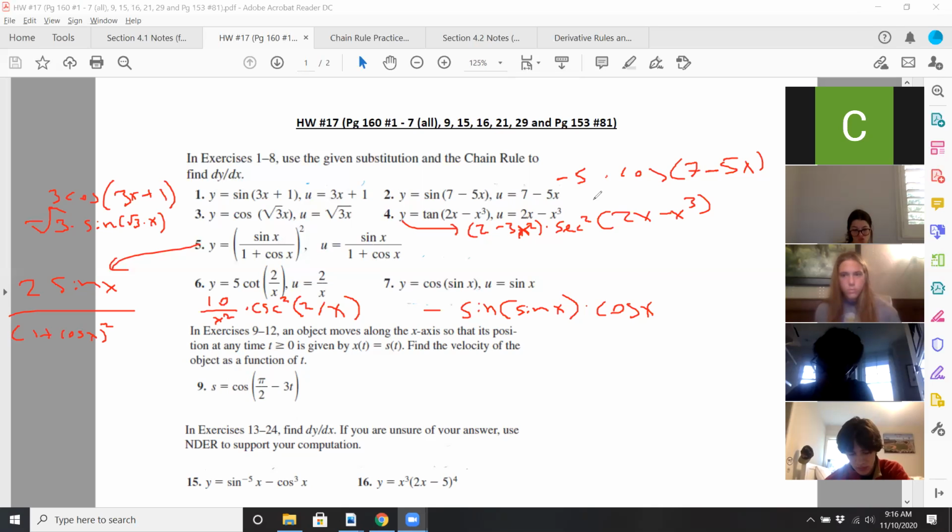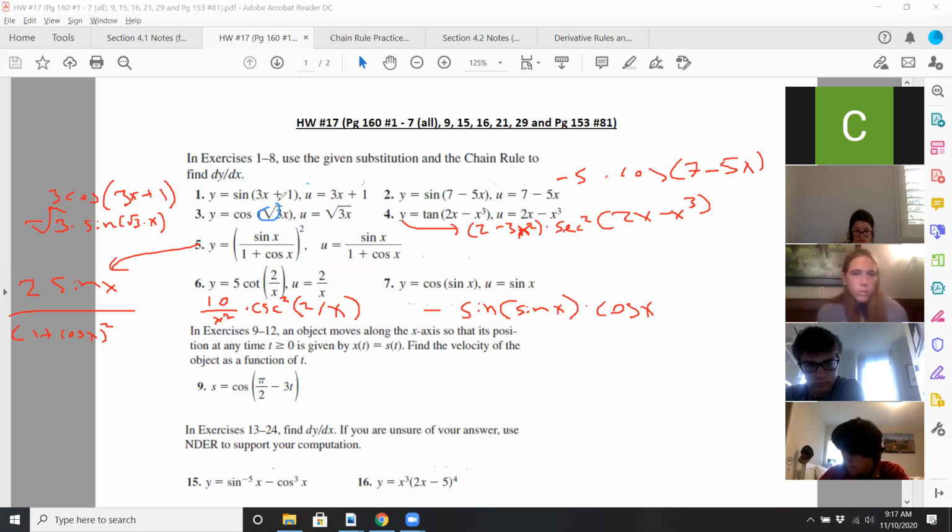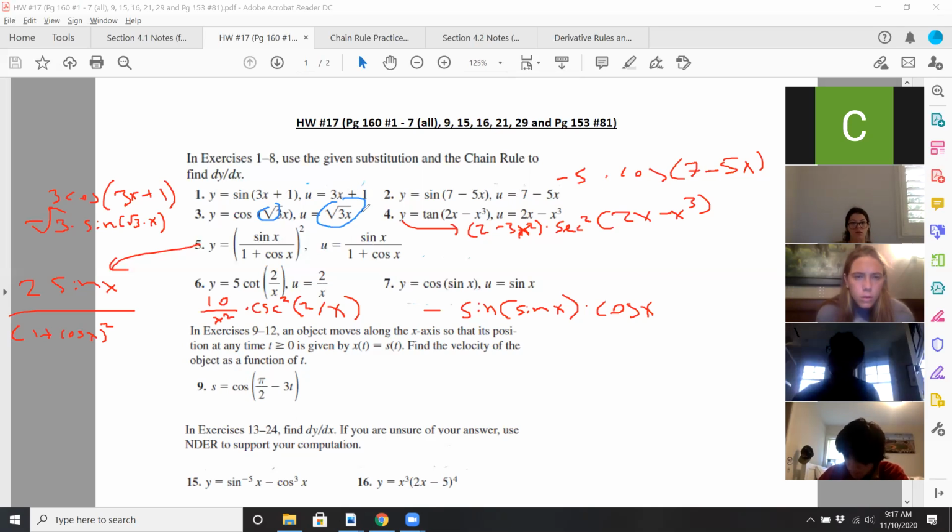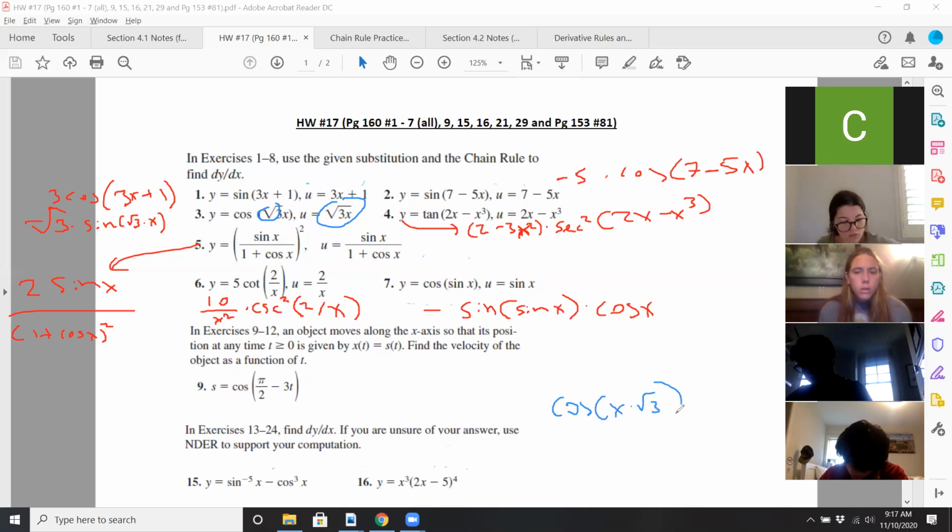Okay, I see the problem with number 3. Here's the deal with number 3. Only 3 is being square rooted, not the x. So root 3 is a coefficient. That's a little confusing there. Only the root 3 is being square rooted. So really, it's just cosine of x times root 3. Think of it that way. I believe that's really all that's happening there. Let me check the back. Yeah, that's right.